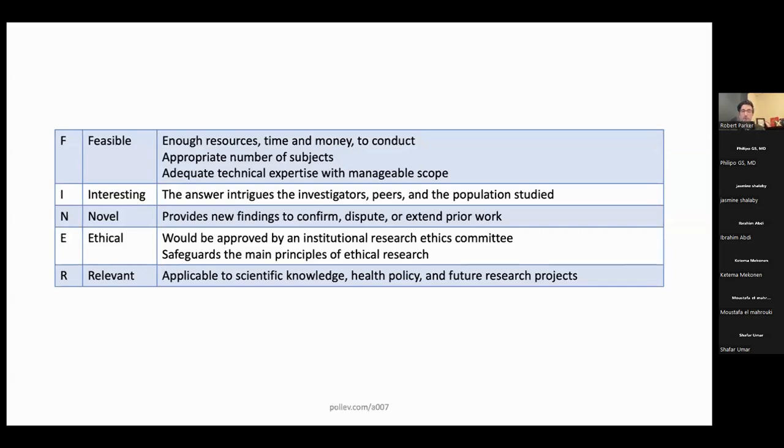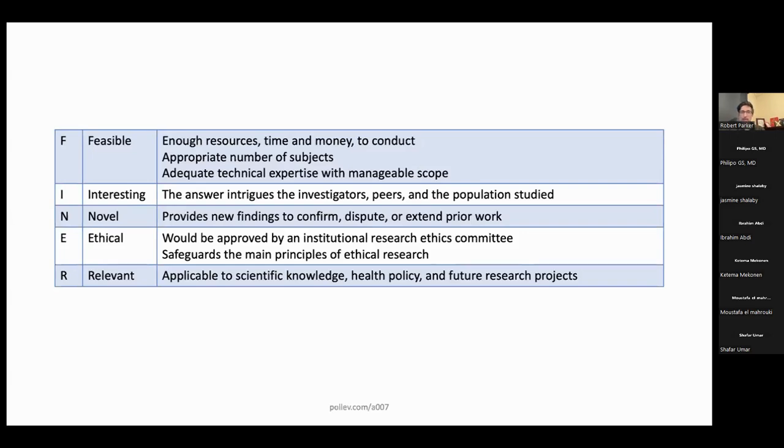Is it novel? So does your study provide new findings to confirm, dispute, or extend prior work? So if the hospital next door already did this study, don't repeat it. Don't do the exact same study to just confirm what they've done. Unless you're really trying to confirm or dispute prior work. Like you think, oh, maybe there's a difference, or no one believed them, let me help them out. But don't just redo someone else's study. It needs to be novel.